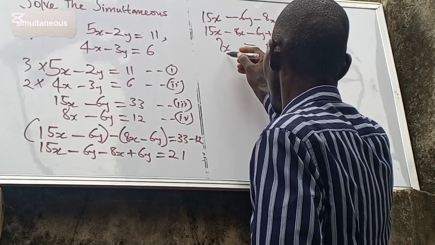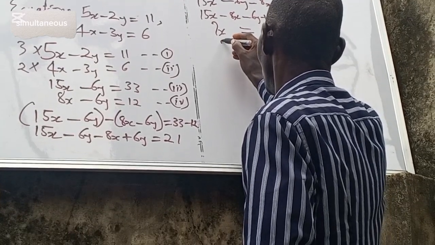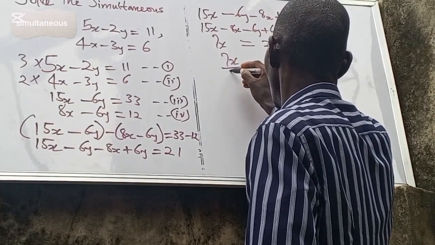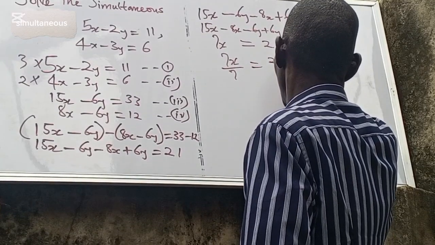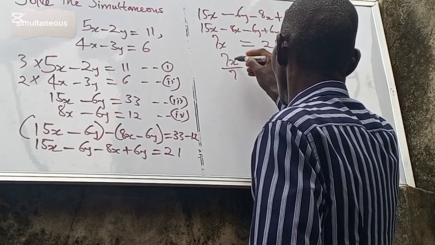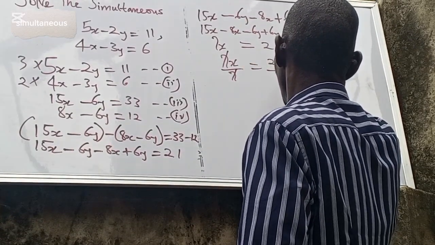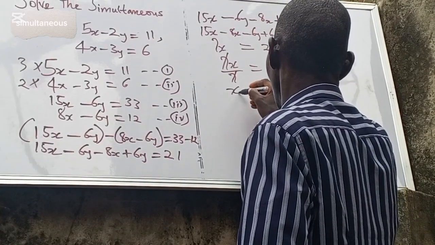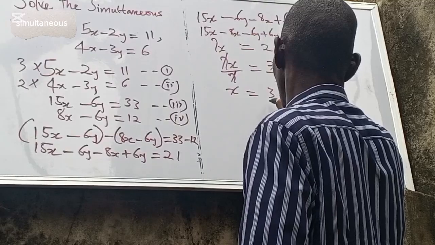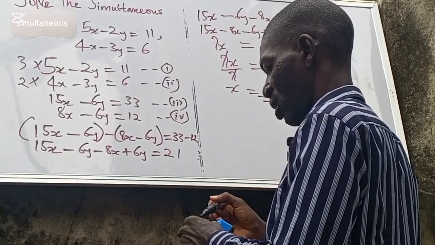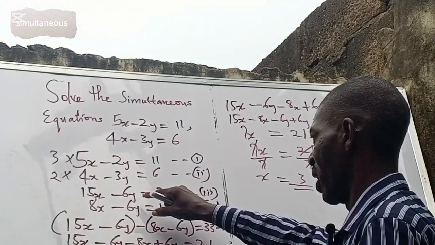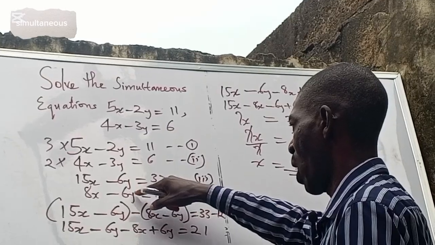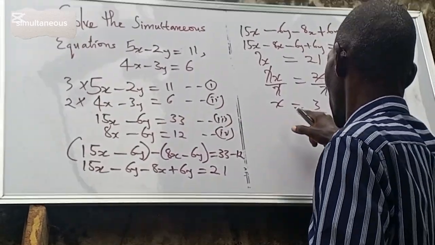So you divide both sides by 7. You have 7x divided by 7 is equal to 21 divided by 7. This cancels this, and this cancels this. You have 3, so x is equal to 3. We have eliminated y to get x.